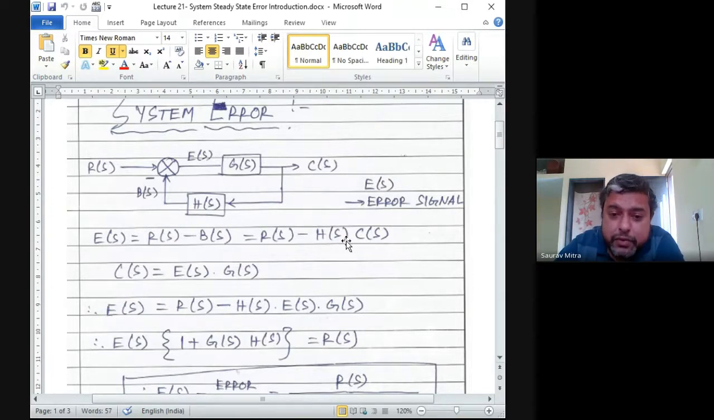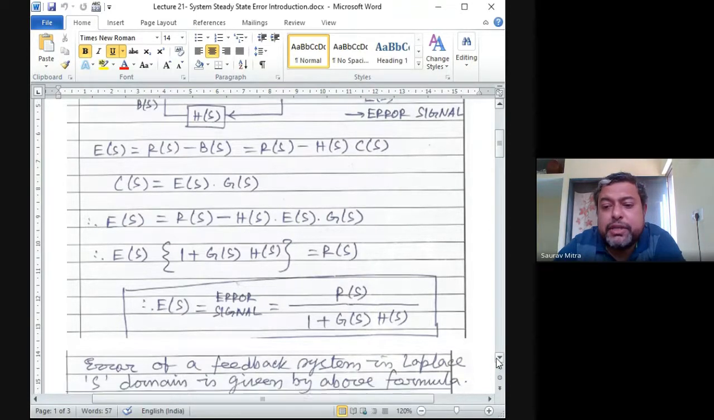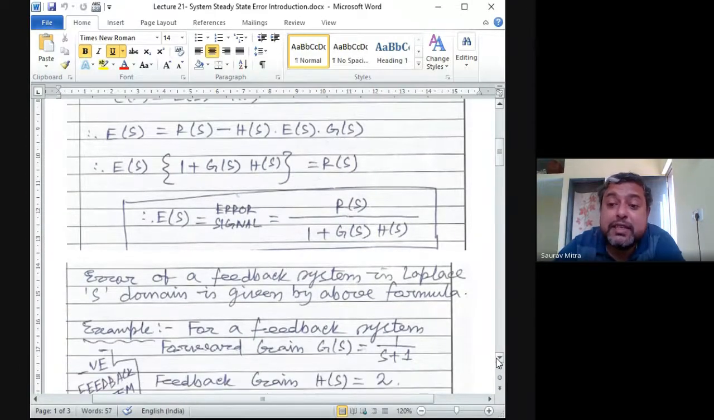In that C(s), from the top equation, substitute C(s) is equal to E(s) into G(s). So E(s) is equal to R(s) minus H(s) into E(s) into G(s). Then this second negative term, you take to the left and take E(s) common. So this becomes 1 plus G(s)H(s), and the right side is R(s). So one very important equation it is generating, the error signal in Laplace domain: E(s) is equal to R(s) divided by 1 plus G(s)H(s).